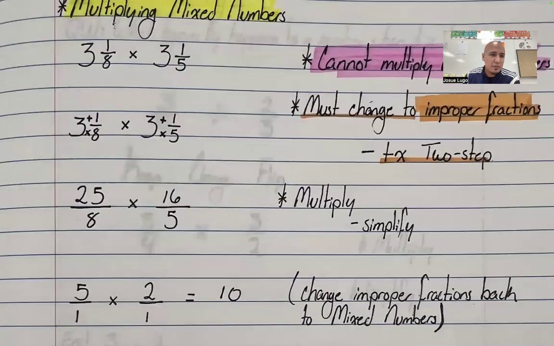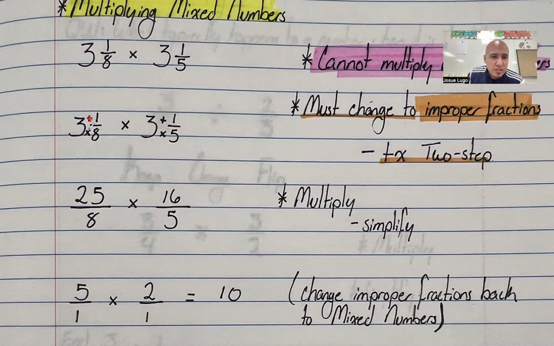For example, let's say that we have 3 and 1/8. That's the example that I have right here. 3 and 1/8 times 3 and 1/5. All right, again, they're mixed numbers. I cannot multiply them together. I first have to change those to improper fractions using the Texas two-step.